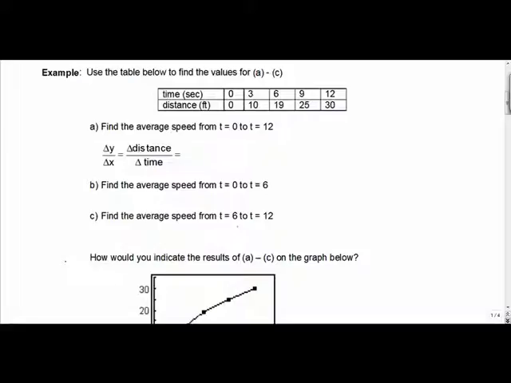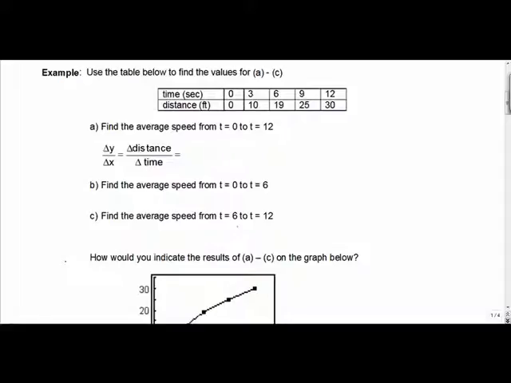Let's take a look at an example. I'd like to use the table below to find the values for parts A through C. The table gives us time in seconds as our input, and we have 0, 3, 6, 9, and 12 seconds, and distance in feet, and we have 0, 10, 19, 25, and 30.